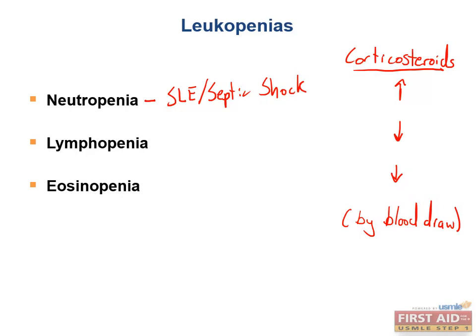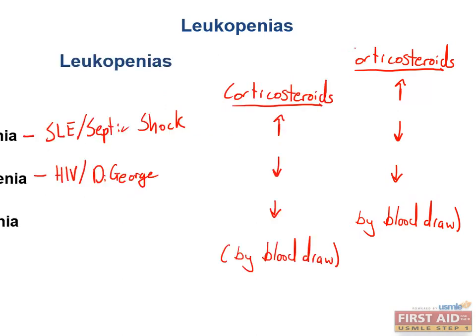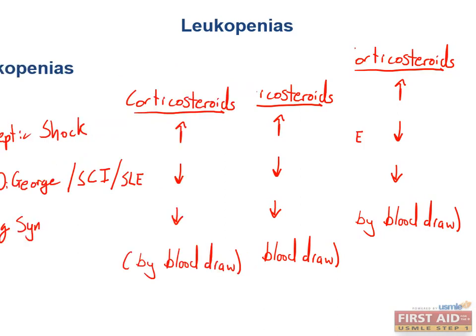Lymphopenia will be seen in HIV, as this virus targets the CD4 positive cells, DiGeorge syndrome, as T cells are unable to mature, severe combined immunodeficiency with its absence of functional T cells, and SLE from multiple mechanisms. Eosinopenia can be specific for both Cushing syndrome as well as corticosteroid use.